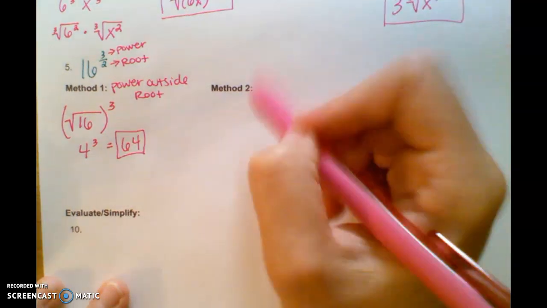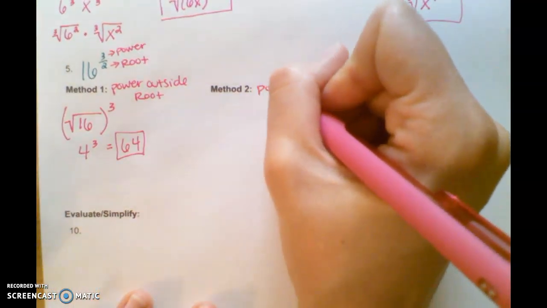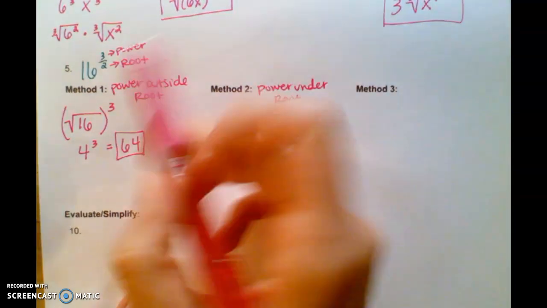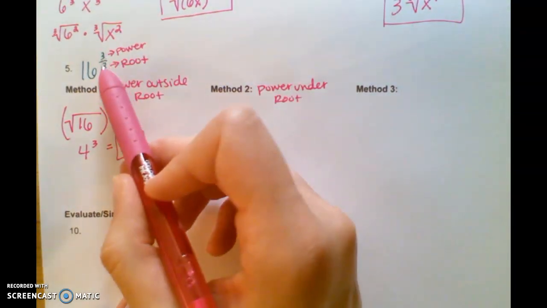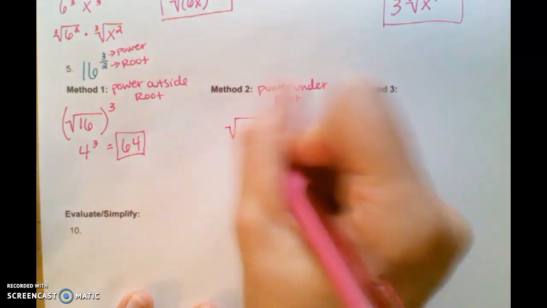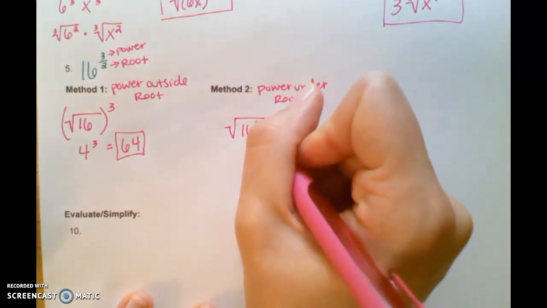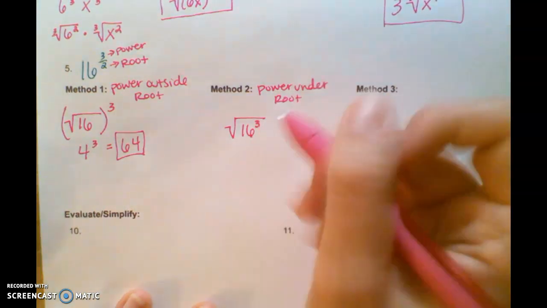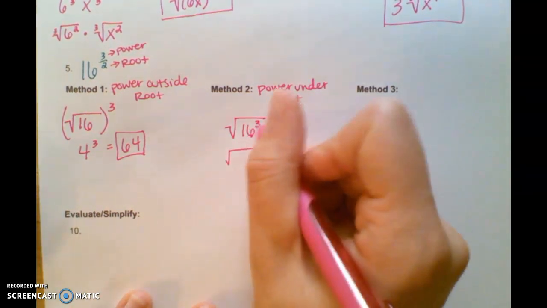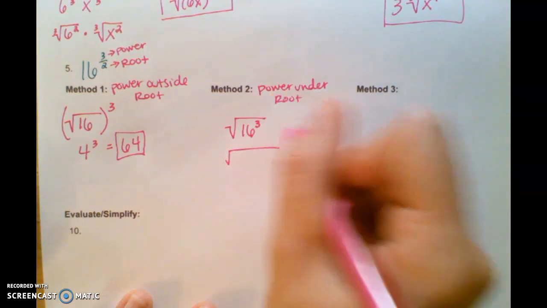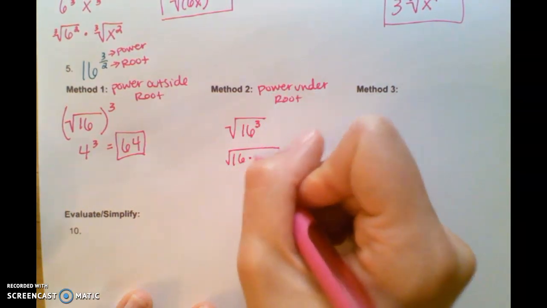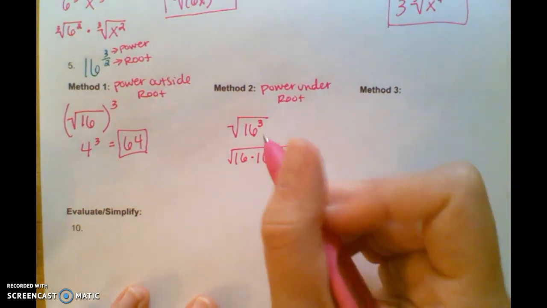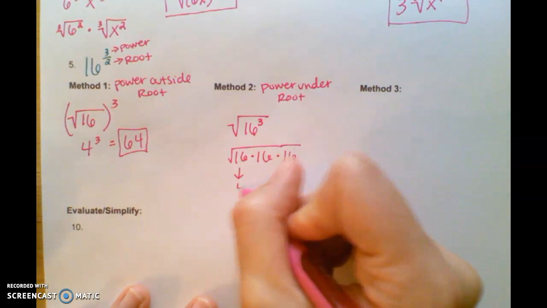But another method to get there is if we put the power under the root. All right, so we still have the power is 3, the root is 2, so we know we have a square root of 16, but this time we're going to put the power under the root. Well, 16 cubed, you could just put that in your calculator and write out that big number, but I'm actually going to put them side by side by side. That makes it easier because we know the square root of 16 is 4.